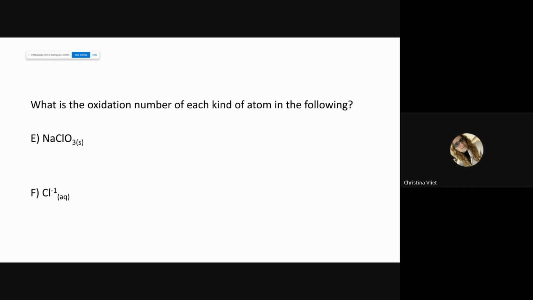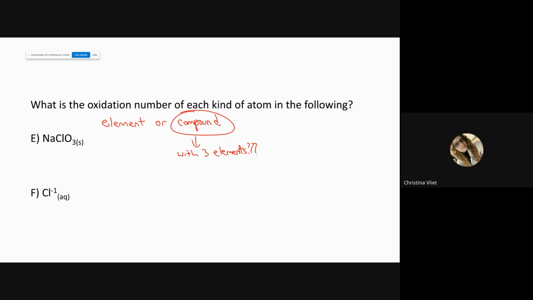What is the oxidation number of each kind of atom in the following? Going on with me. What is that? It is a compound, right? Not an element. Element or compound? It's a compound with 3 elements. What do we do? So, anybody have any suggestions?